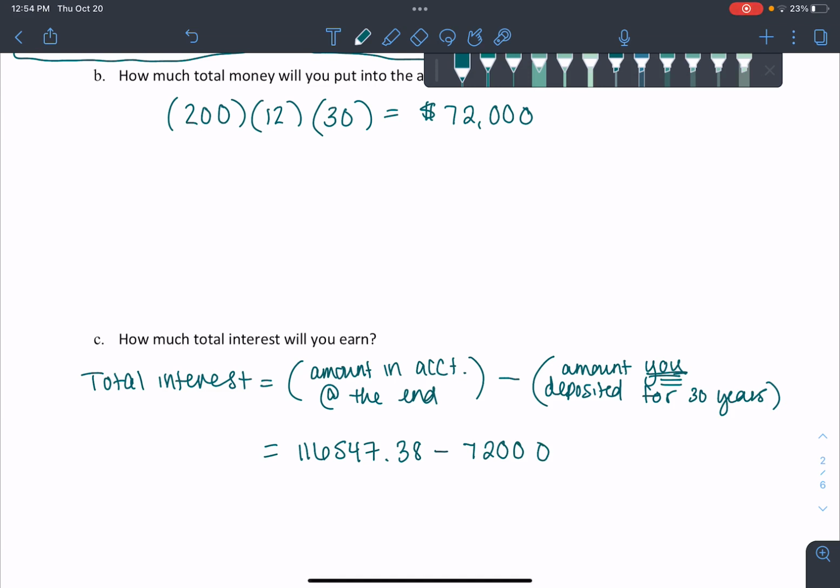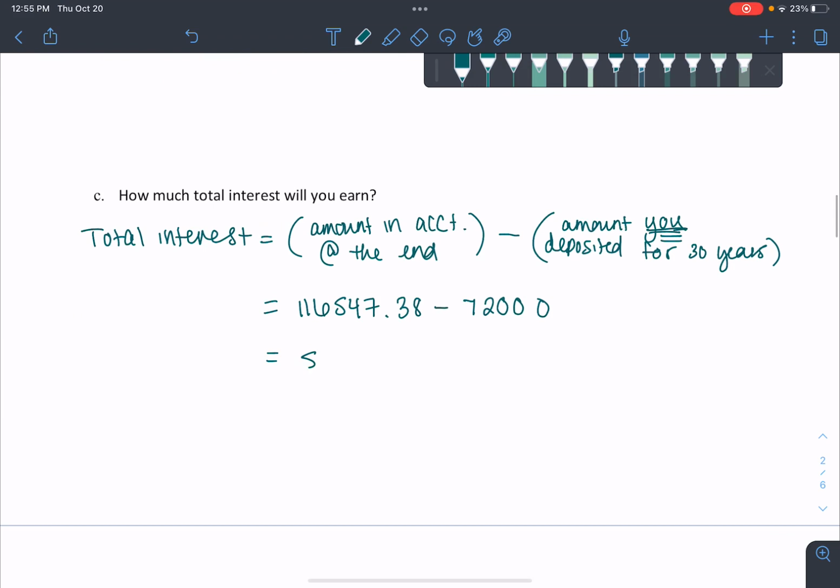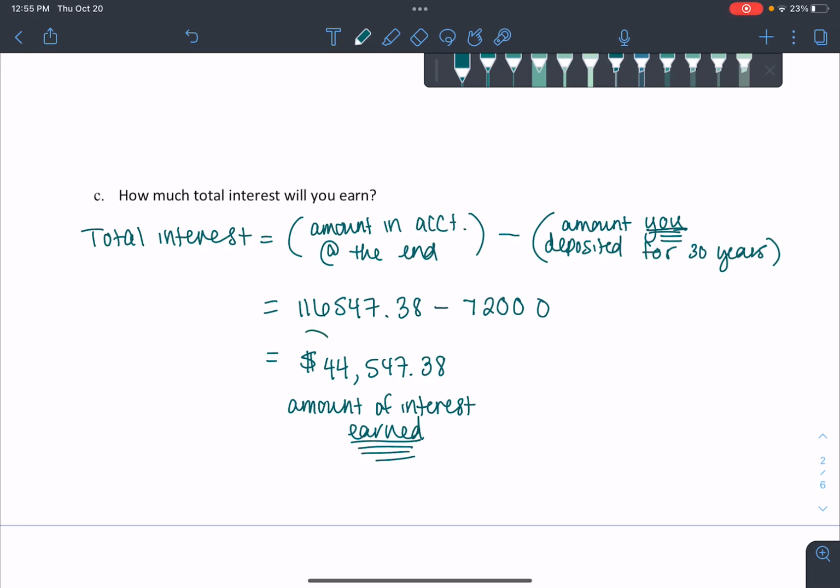If we subtract this, we are left with pure interest. And so that number is 44,547 and 38 cents. So that is the amount of interest earned, meaning I didn't put that in, I earned it by letting the bank borrow that money while it sat in there, okay? That's what that means.